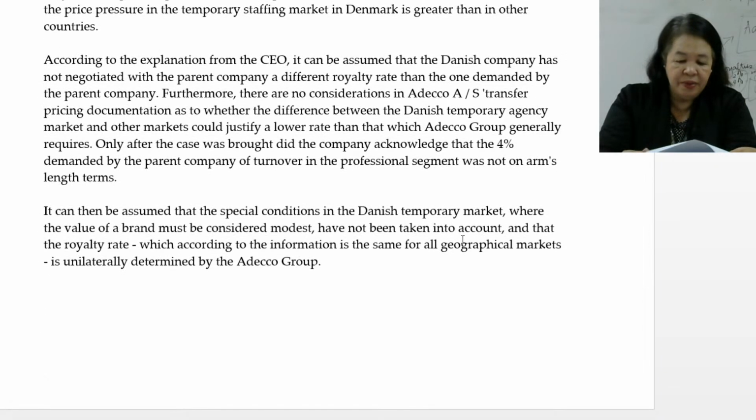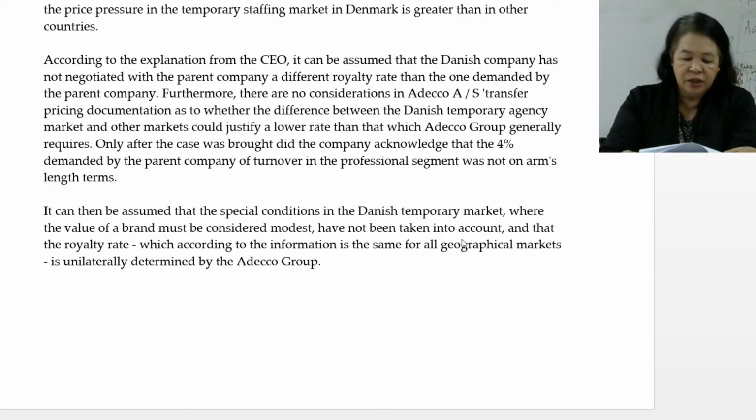According to the explanation from the CEO, it can be assumed that the Danish company has not negotiated with the parent company on a different royalty rate than the one demanded by the parent company. Furthermore, there is no consideration in Adecco A/S's transfer pricing documentation as to whether the difference between the Danish temporary staffing market and other markets could justify a lower rate than that which the Adecco Group generally requires. Only after the case was brought did the company acknowledge the 4% demanded by the parent company of turnover in the professional segment was not an arm's length term.